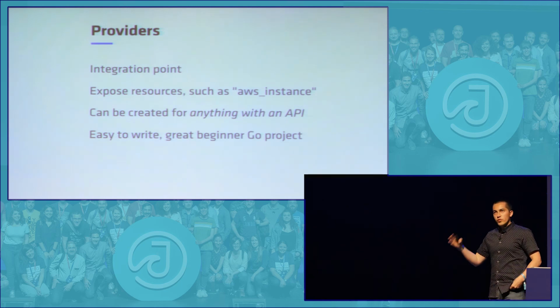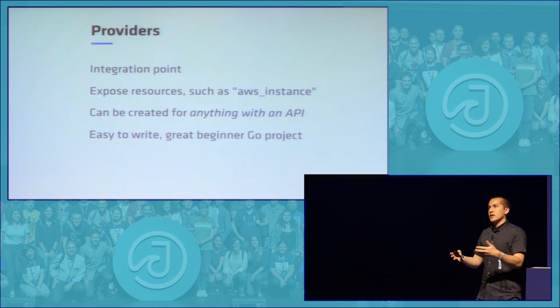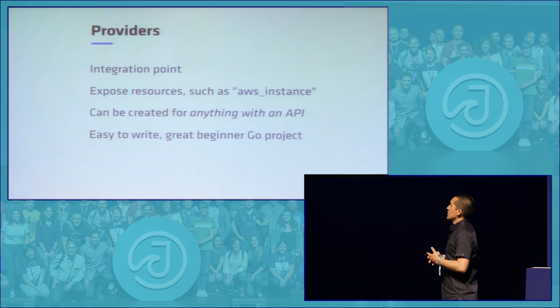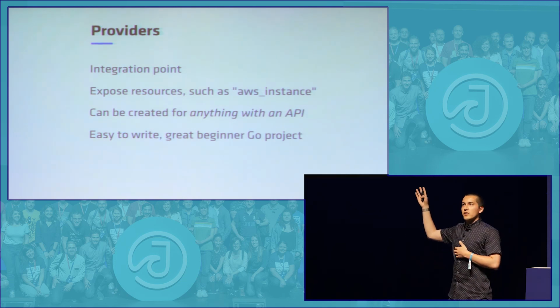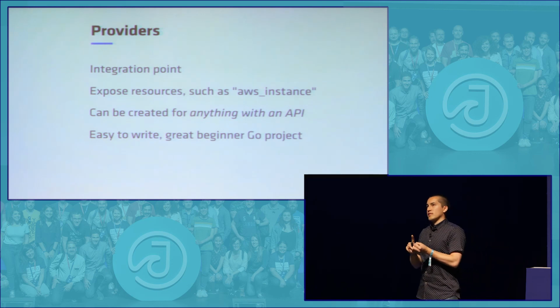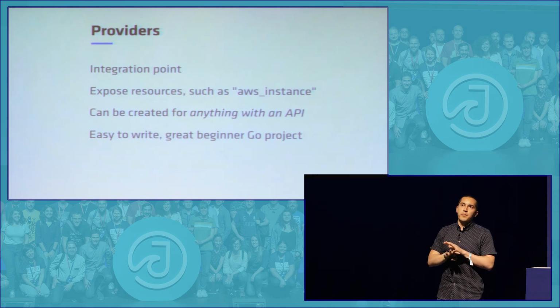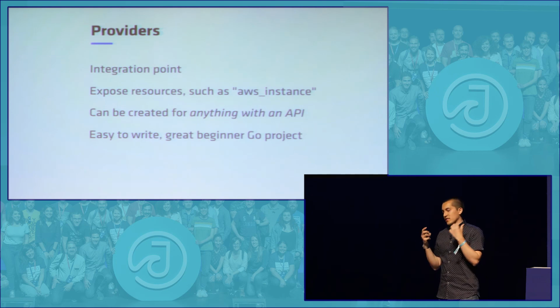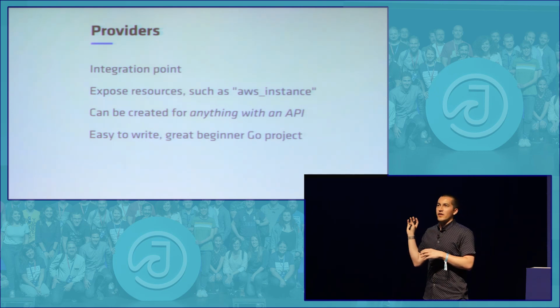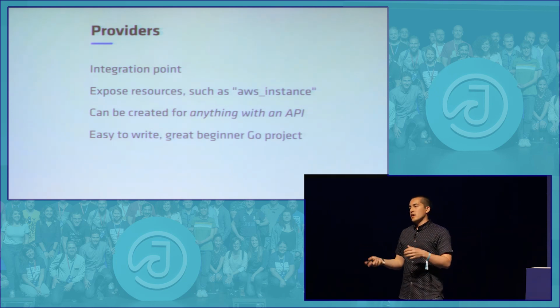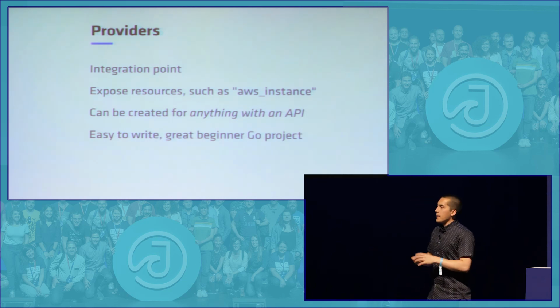They expose resources, so this is the glossary of Terraform terminology. There's providers, they expose resources. A resource, for example, like we saw earlier, is an AWS instance or a DNS simple record. The resources can represent pretty much anything with an API. And when I say API, I don't just mean like a network API, I mean system APIs too. There's a Terraform provider out there to manage system resources in the same way a Puppet or Chef would, even though that's not the goal of Terraform, but it can do that.